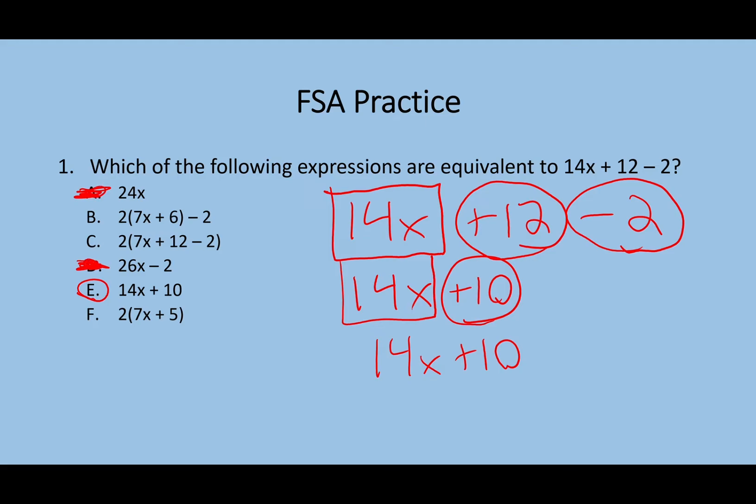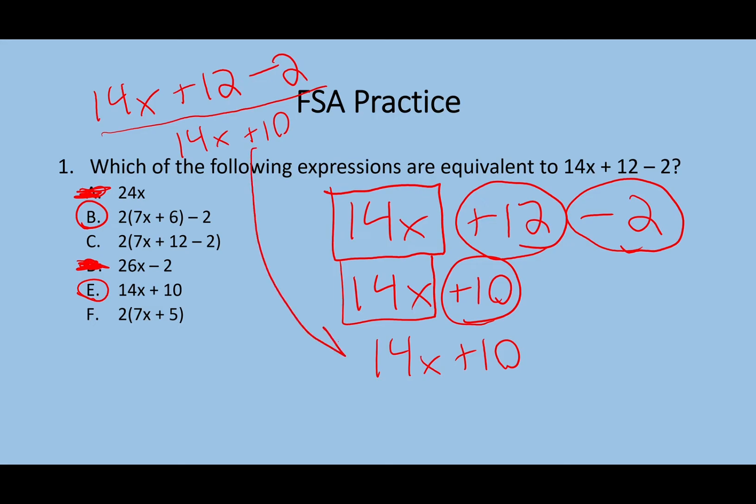Now for B, C, and F, what you need to do is distribute and see if they will equal the exact same expression that you got here. So let's distribute. 2 times 7 is going to be 14x. 2 times 6 is going to be plus 12 minus 2. Well, hold on. 14x plus 12 minus 2, that's exactly what was up here. It's the same thing. B is correct. Look, even if you simplify it, if you do 14x plus 10, that's the same as what we have down here. B is correct. Easy peasy.